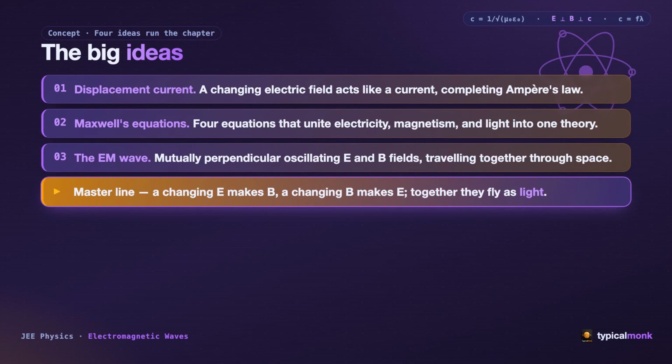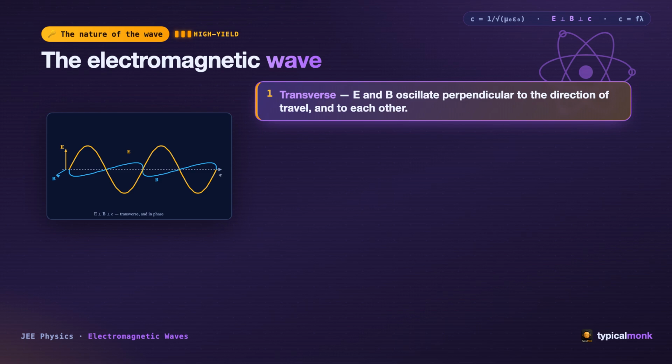Master line. A changing E makes B and a changing B makes E. Together, they fly as light. Now look at the picture. The structure of an electromagnetic wave.